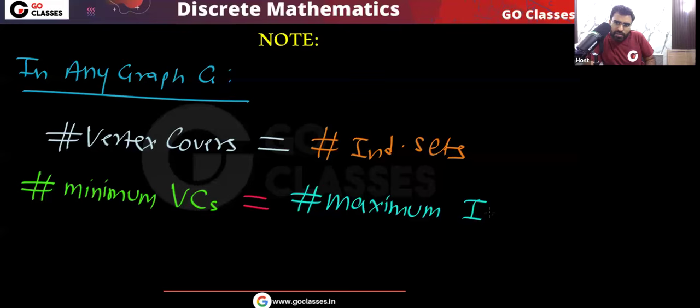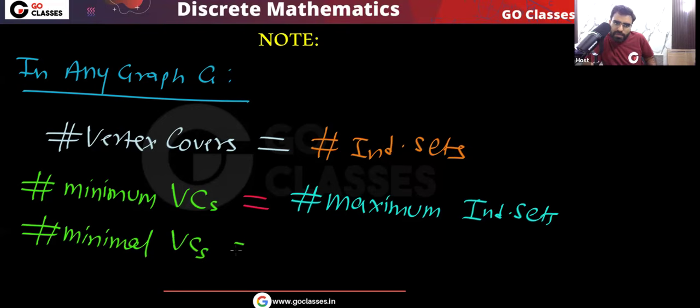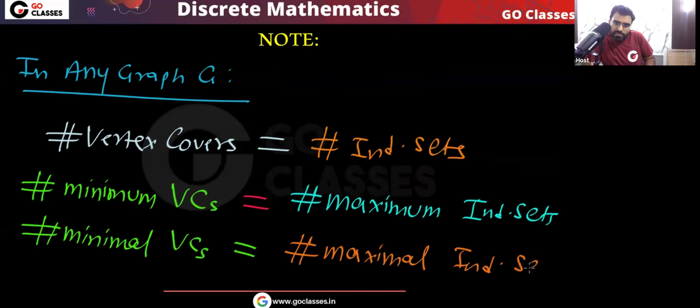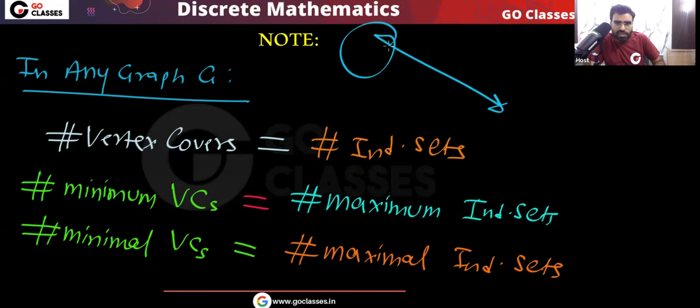Maximum independent sets. Okay. And similarly, I can say that the number of minimal vertex covers will be equal to the number of maximal independent sets. Because remember, for every vertex cover, there is a unique independent set. For every independent set, there is a unique vertex cover.